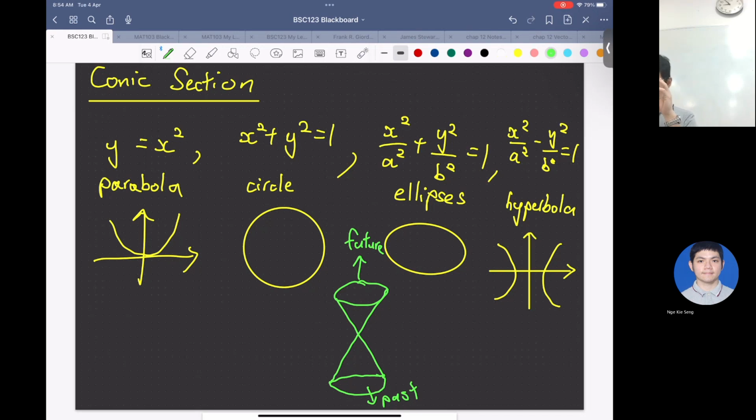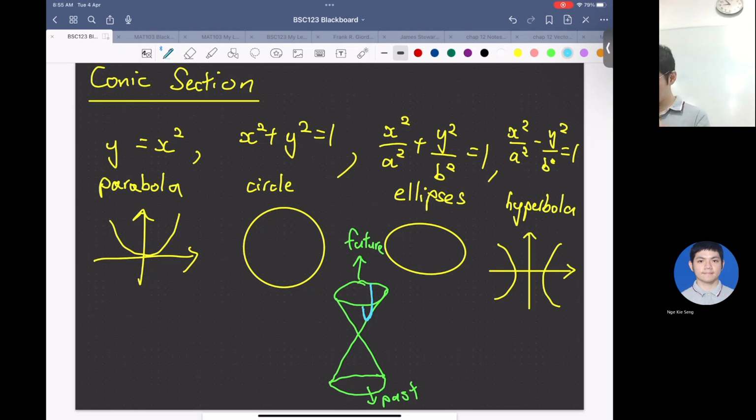So where's the parabola inside this cone? If you slice this way, then you will see the parabola. Makes sense or not? You can make a cone and try to cut it, and then you will see a parabola as a cross section here.